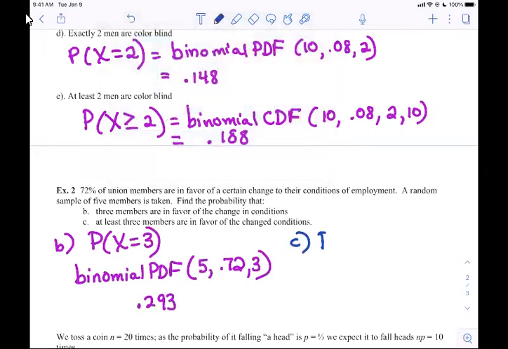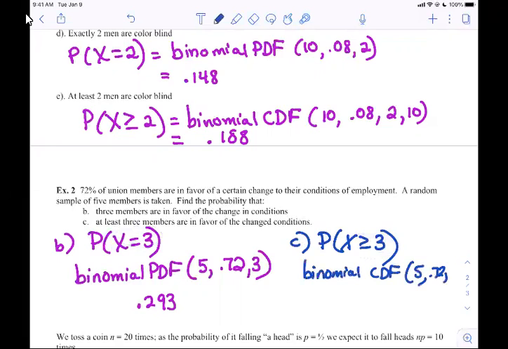For C, I want the probability of at least 3 members. So I do want you to be able to write out the probability statement. Then this one is binomial CDF. So you have 5, 0.72, then it's 3, 5. And I got 0.862. You guys got it?